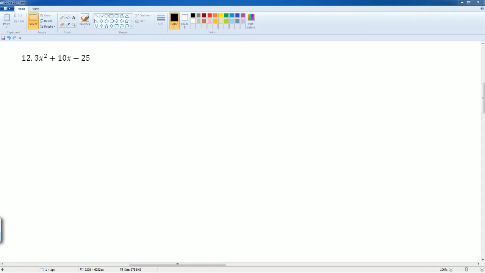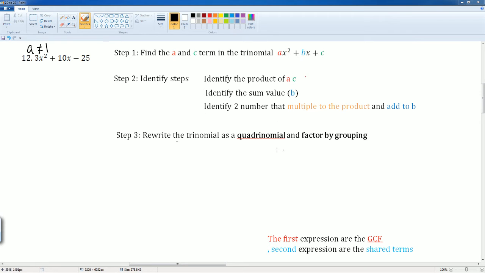We're covering number 12. Notice it is a trinomial, but if we look, the A term is not equal to 1. It is equal to 3. So what we need to do is the steps in our notes, which is forcing it into a quadrinomial, which is 4 terms. Here are all the steps that we have from our notes. These need to be memorized prior to going into the quiz.